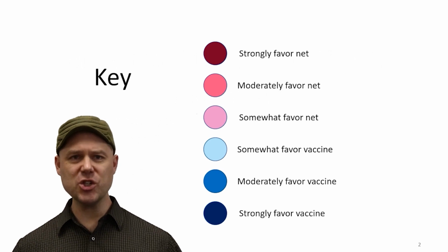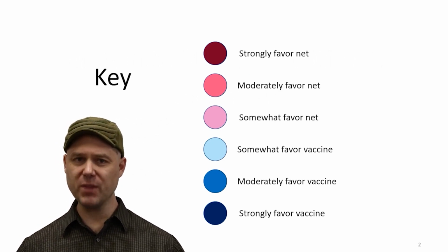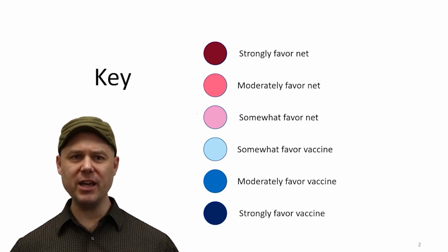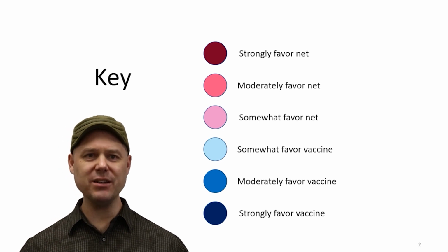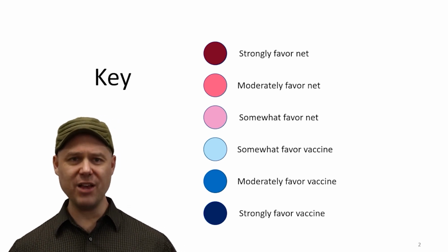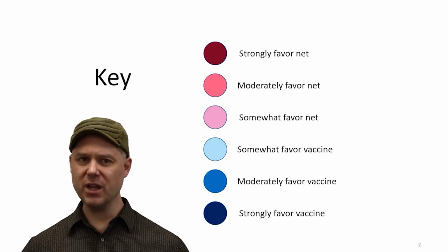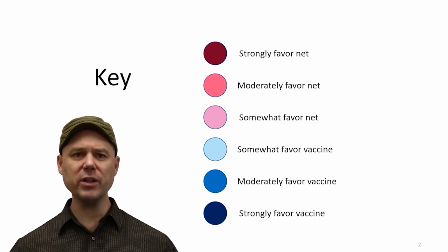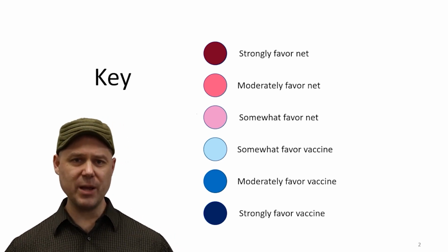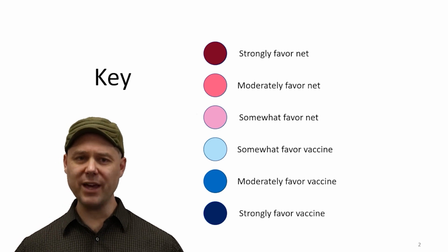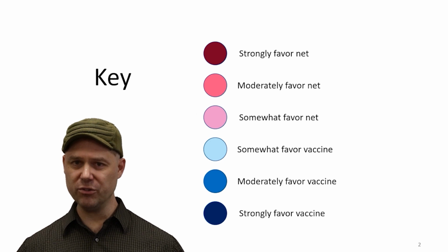The data visualizations presented in this video use color to indicate the response on a 6-point scale. Each participant is presented by a circle with a number in it. As you can see, red or pink indicates a participant who favored the net solution, while blue indicates a participant who favored the vaccine solution. The darker the color, the more strongly a participant favors a particular solution to the health crisis. The color used to represent a participant changes over time to reflect that participant's changing view regarding the best approach to dealing with the mosquito-borne illness.